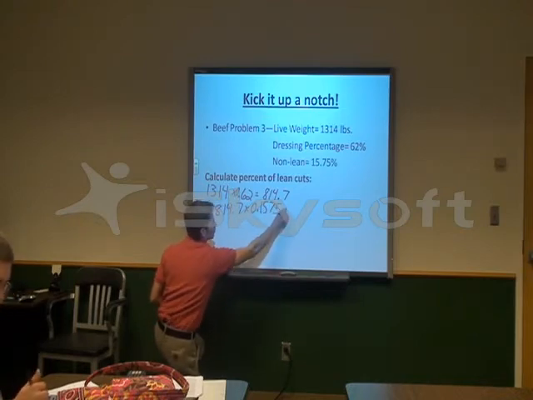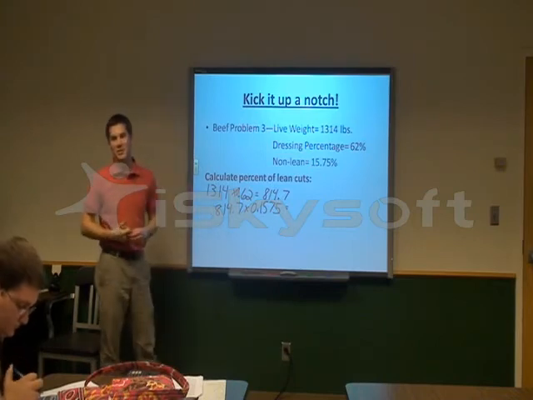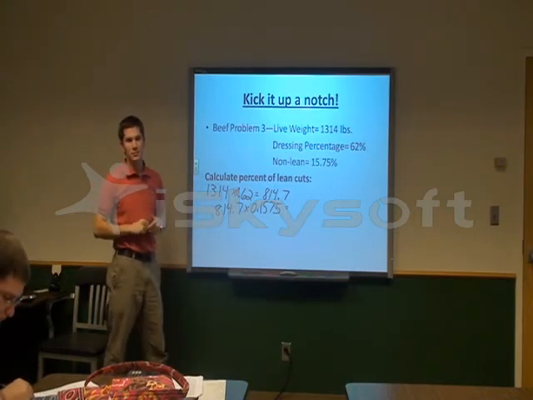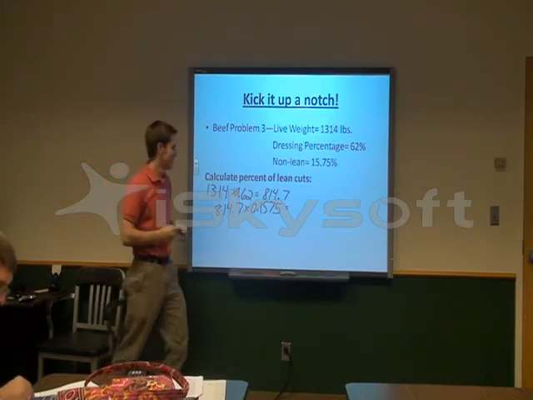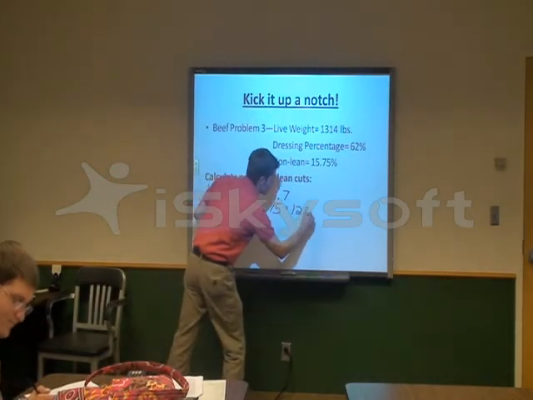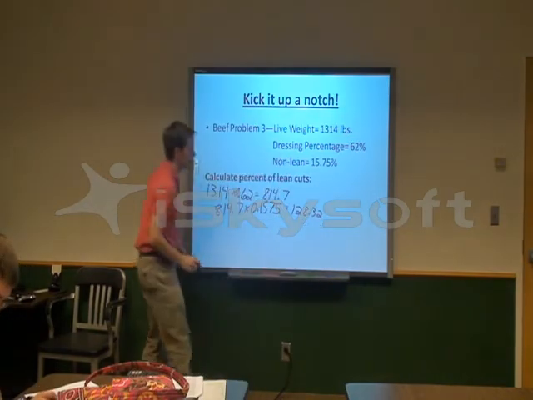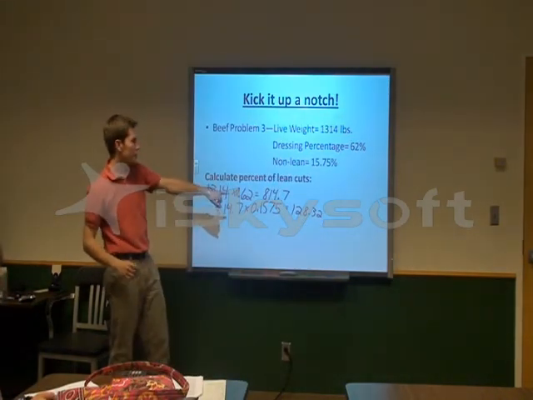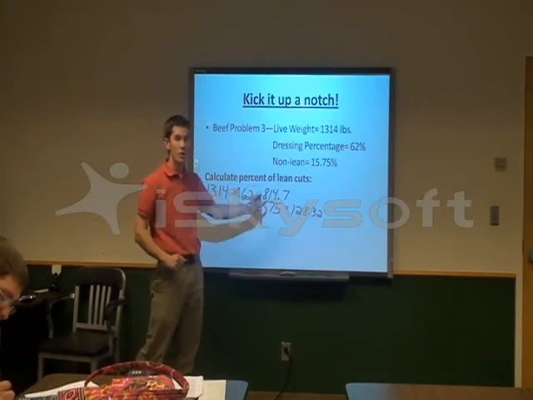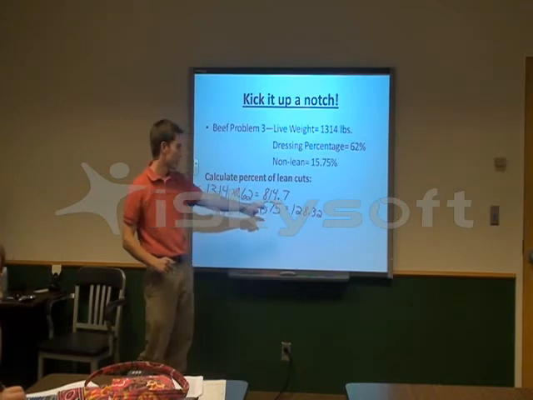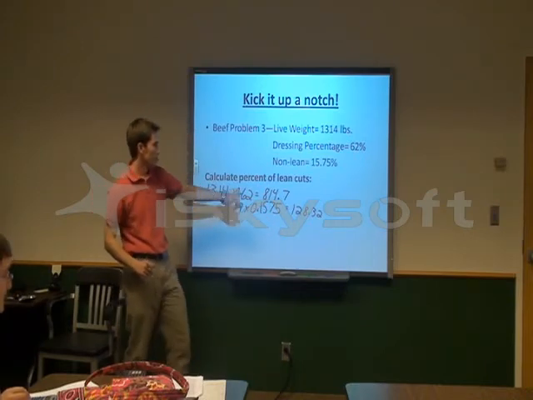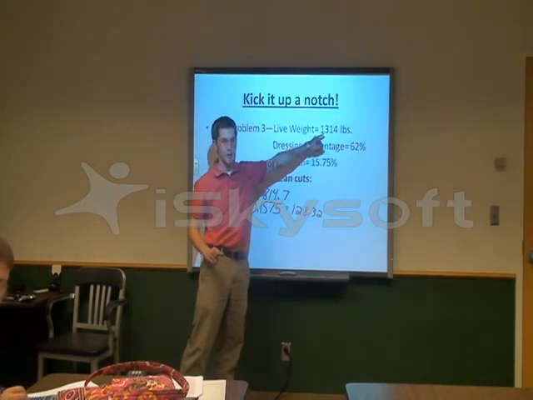And what does that give us? 128.315, so 128.32. That's going to be our pounds of fat, non-lean. Remember, we're back in cattle, so that's a lot higher weight.